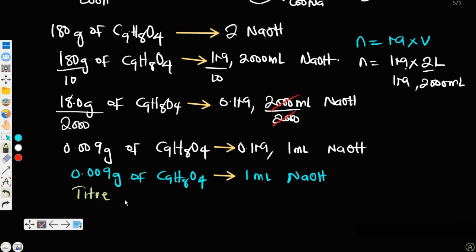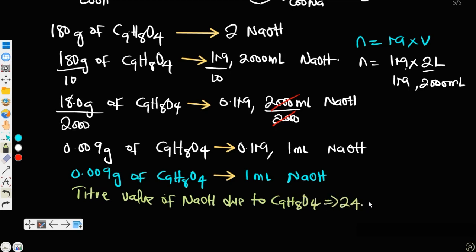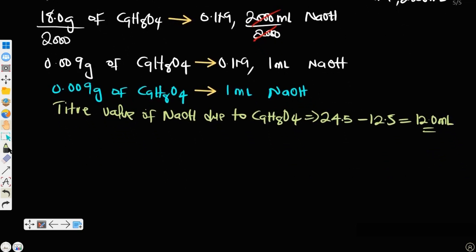Titer value of sodium hydroxide due to aspirin. That means the presence of aspirin is equal to 24.5 minus 12.5, and this will give us 12.0 ml. Are you getting it now? 12.0 ml. So this is now the value that we are going to use to solve, based on what we have learned in the previous lecture.